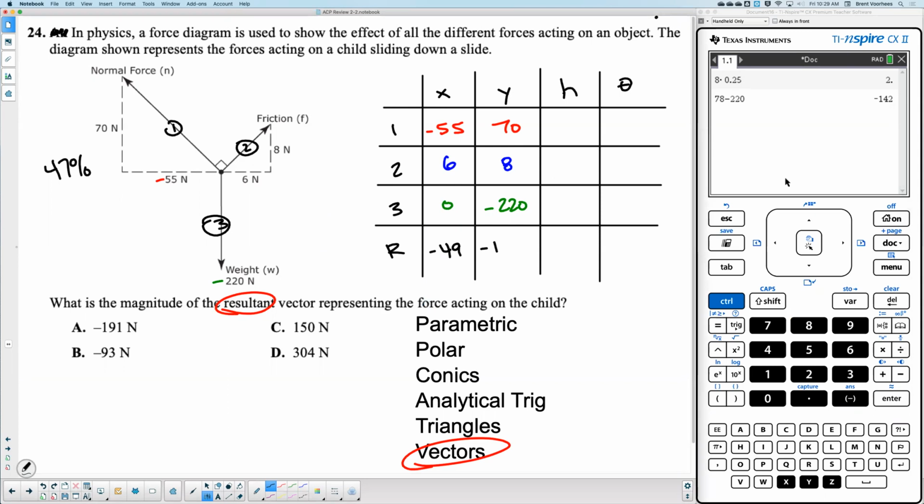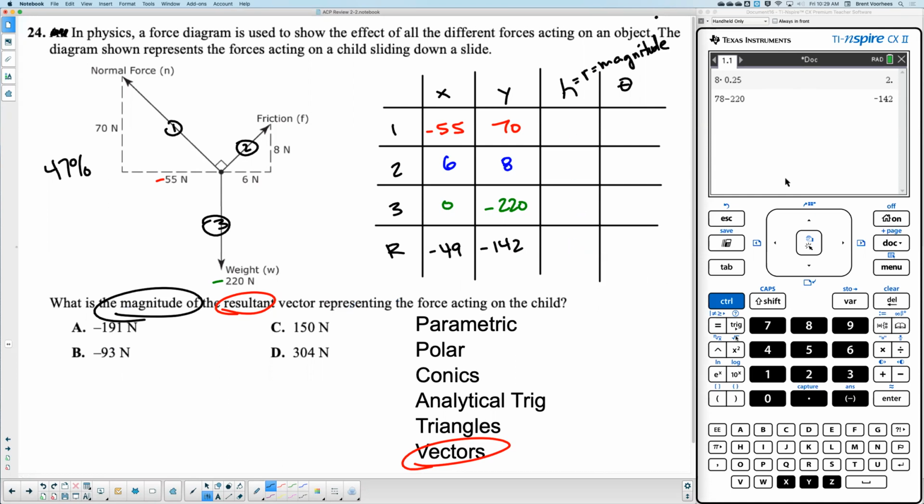Now, is that what the answer is this time? That's the resultant, by the way. An X and Y? Nope. Component form is another name for that. That's not what they want. They want the magnitude. What does magnitude mean? The hypotenuse, which is the same thing as the radius, which is the same thing as the magnitude. All those are mathematically the same.